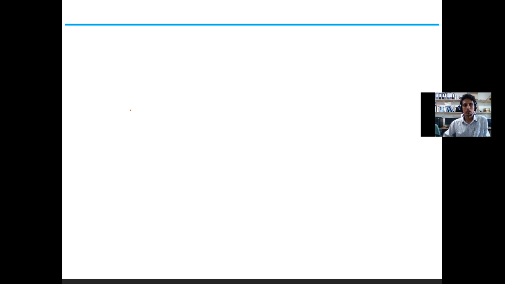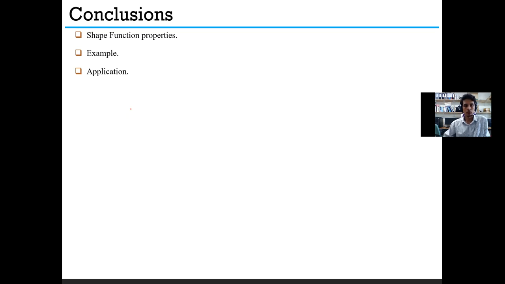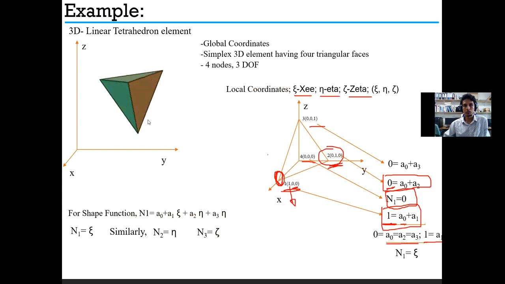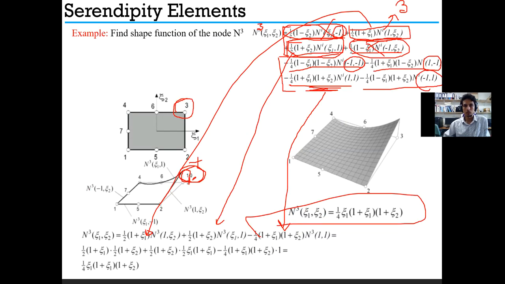Okay, so here is the end of the video. We have learned about the shape function properties, some examples, and how it can be applicable in finite element analysis, how we can detect the points and the point properties, and the node equations we may have defined.